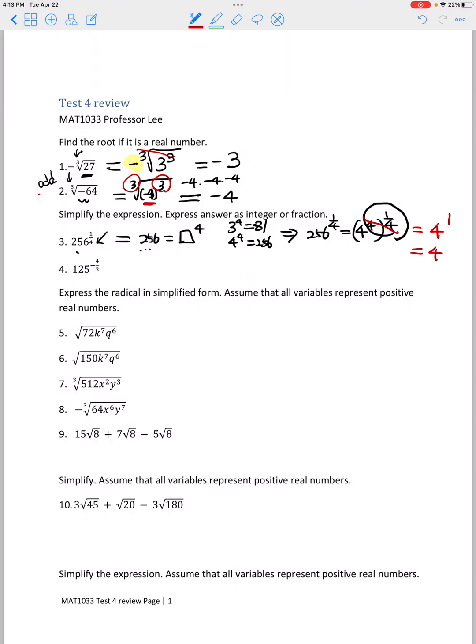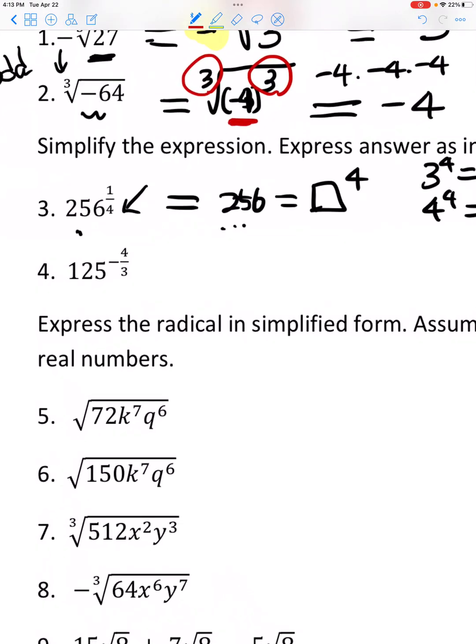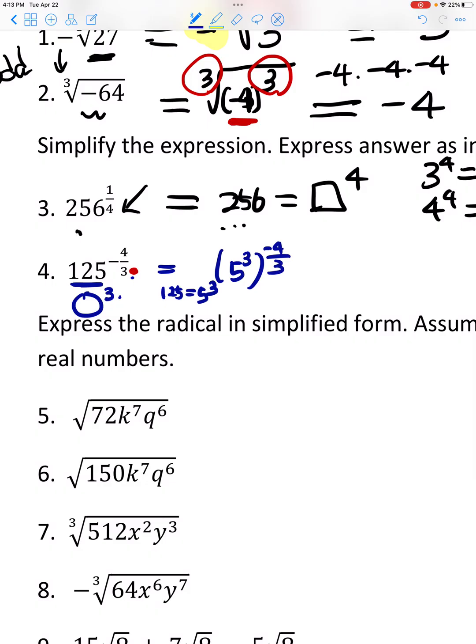Number 4, I've got 125. When you see the power has a denominator of 3, you can change 125 to something to the third power. We need to multiply power to power, and then that will be cancelled out. Yes, 125 is 5 to the cube power. So when you multiply, you can cancel, and you get negative 4. The negative 4 you can write at the bottom, and then this is 625.